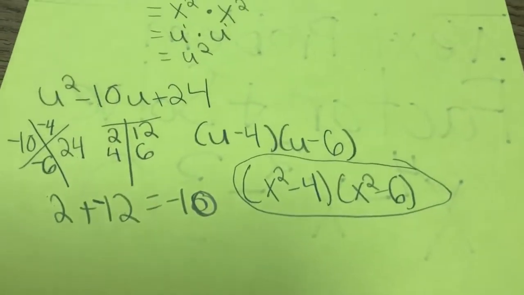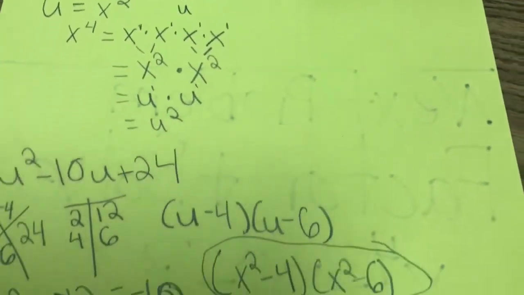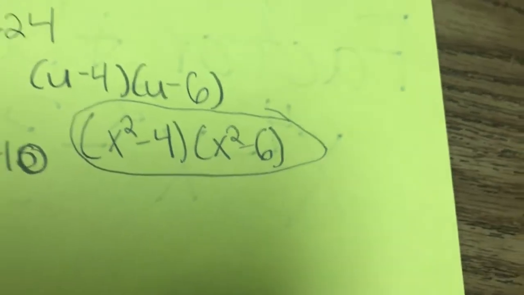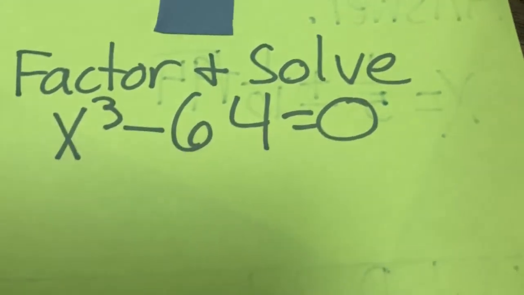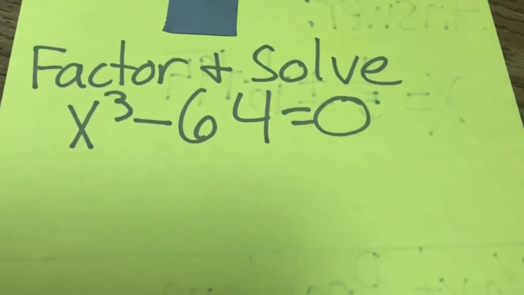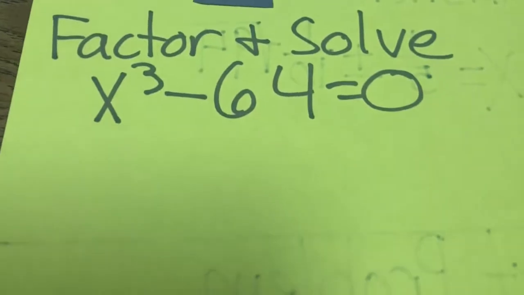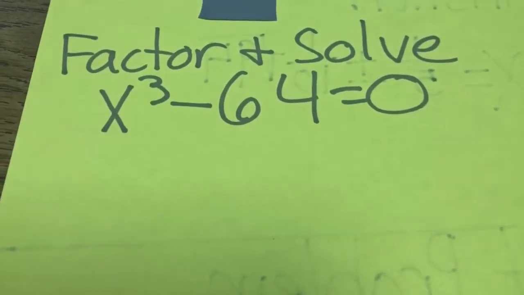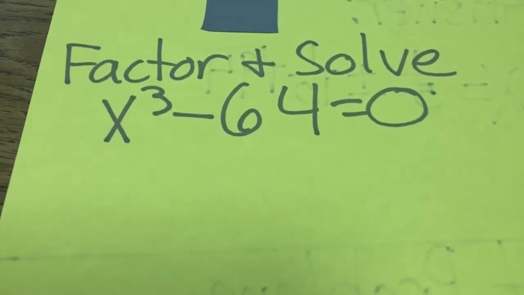So I'm going to let you look at it just one more second. So this answer should have been the next one, and it would have been found on top of this one. Factor and solve x cubed minus 64 equals 0. So this was what we went over, I believe, Wednesday, about factoring cubes, difference of cubes.